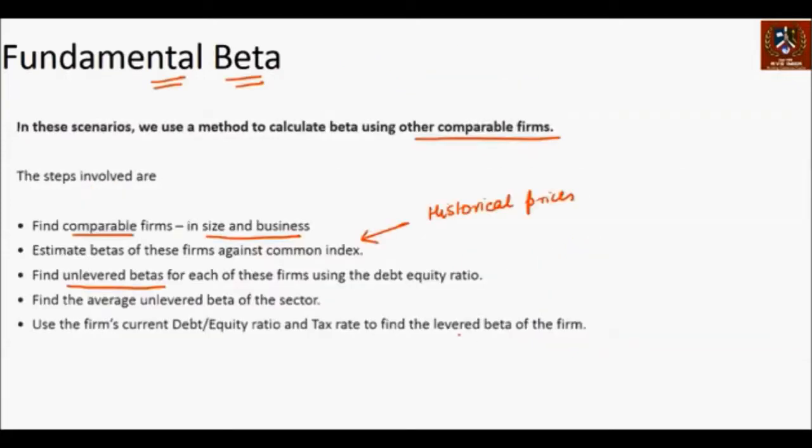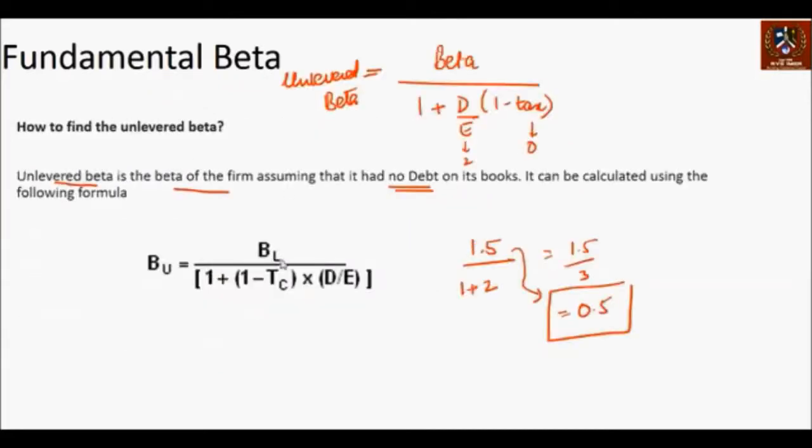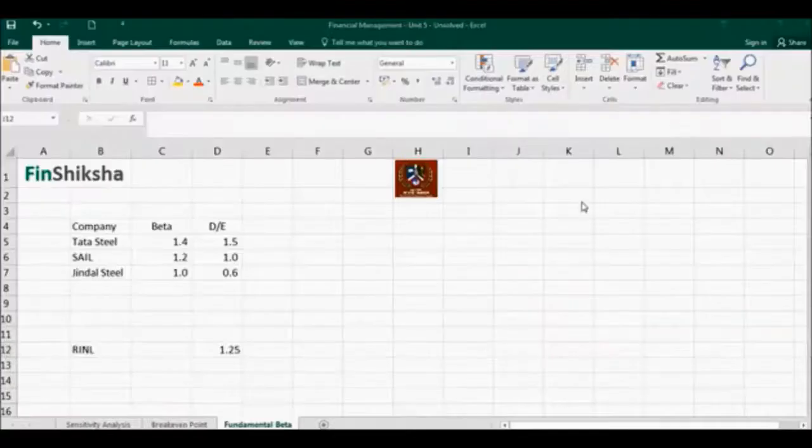So you find the unlevered beta, find the average unlevered beta of the sector, and then you re-lever this entire data with the firm's current debt equity ratio, the debt equity ratio of the firm that is under question, right? It's a little bit complicated here. So let's try and use an example to understand this.